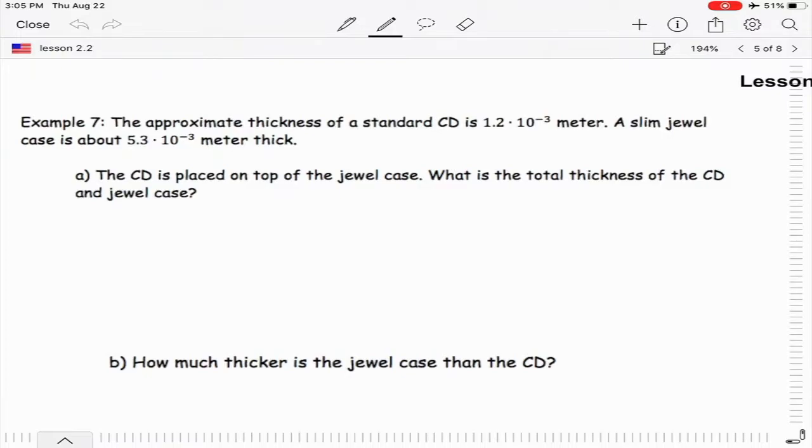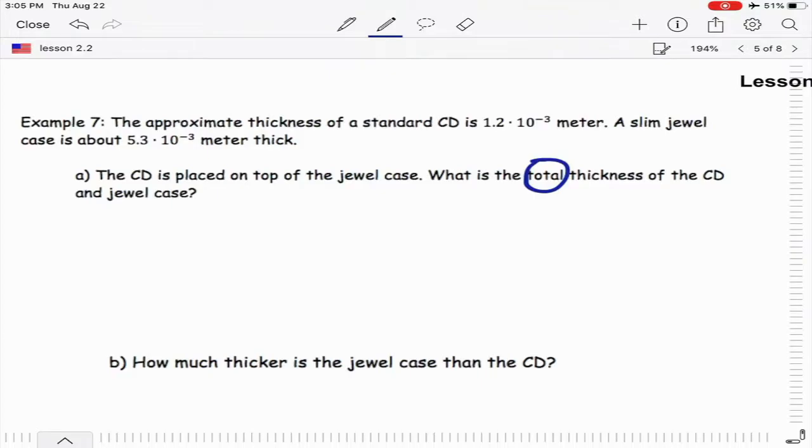All right, let's go ahead and do this one together. This time we have negative numbers. The approximate thickness of a standard CD is 1.2 times 10 to the negative third power meter. A slim jewel case is about 5.3 times 10 to the negative third power meters thick. The CD is placed on top of the jewel case. What is the total thickness of the CD and the jewel case?